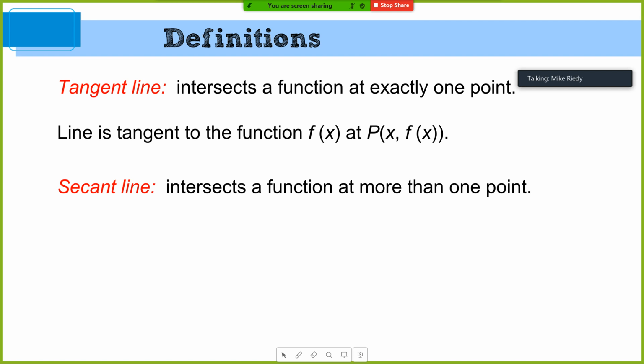And the gist of the lesson today is we're going to compare the tangent line to the secant line. And so we're going to go from an Algebra 1 concept to a calculus concept. Okay?